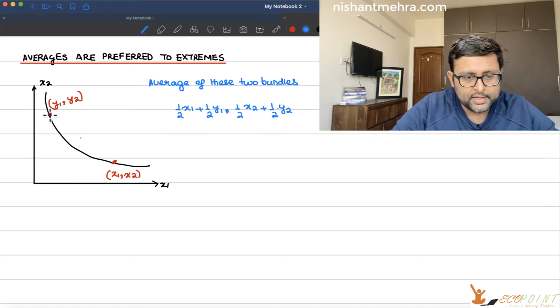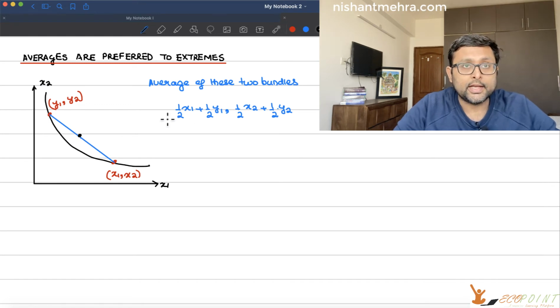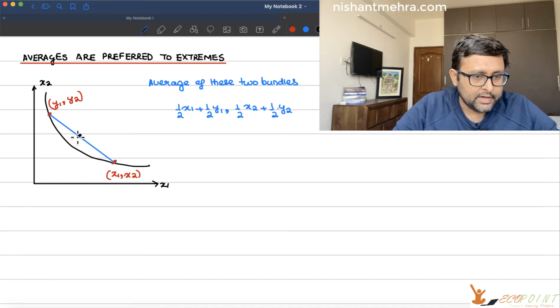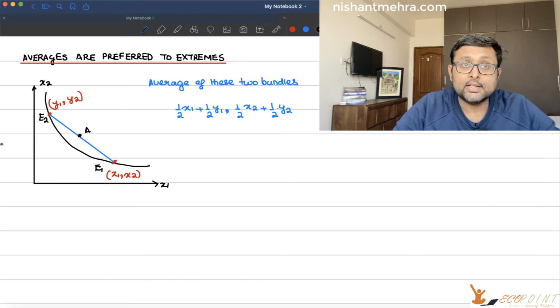What I can do is join them by a line segment, and this bundle is going to lie somewhere here. This average bundle, x1 plus y1 upon 2, comma, x2 plus y2 upon 2, lies somewhere in the middle of these two points. What we are saying is that this average bundle is preferred to these extreme bundles. So I call this bundle A, the average bundle, and these E1, E2, the extreme bundles. We are saying that A is preferred to these.